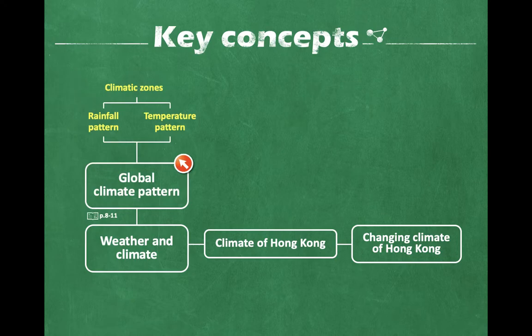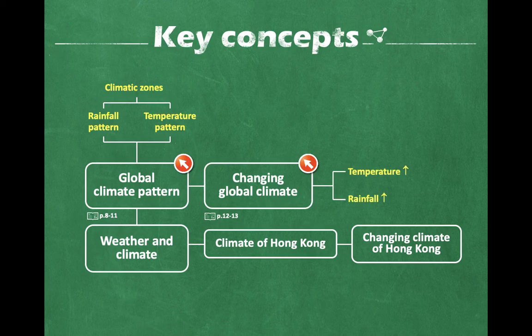So from this chapter, first of all, we will learn about not only the Hong Kong climate but also the global climate pattern, and we will learn about the rainfall and temperature pattern as well as different climatic zones in the world, and we will know how the global climate is changing in terms of the temperature and the rainfall in the world.